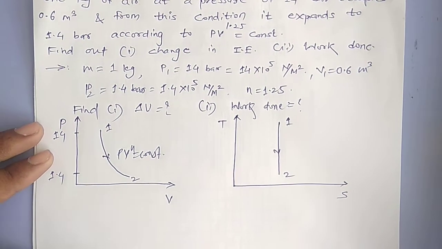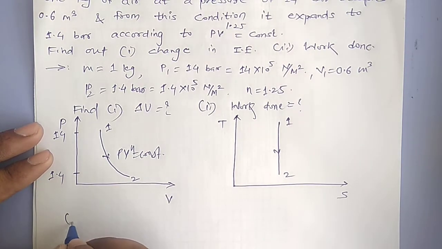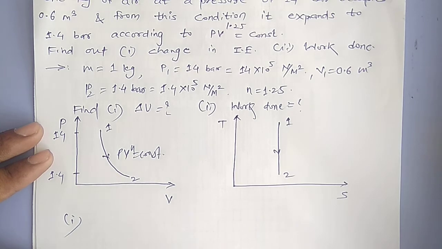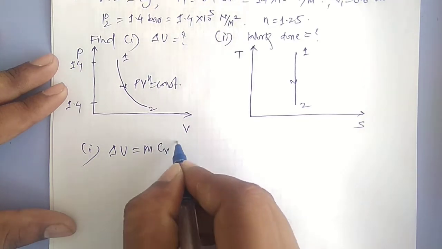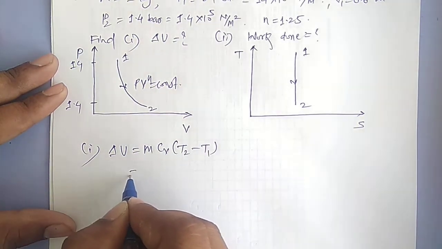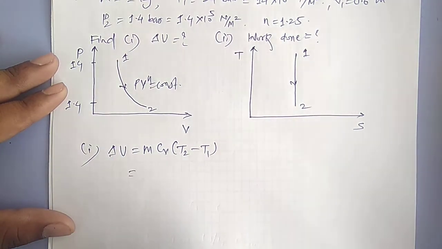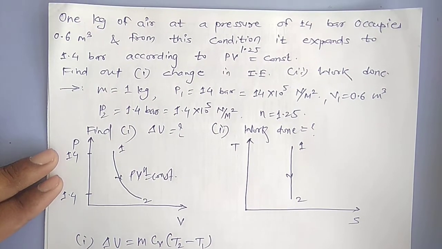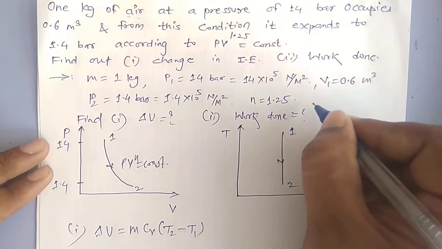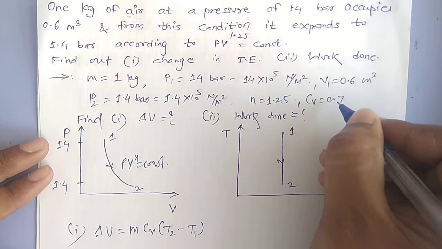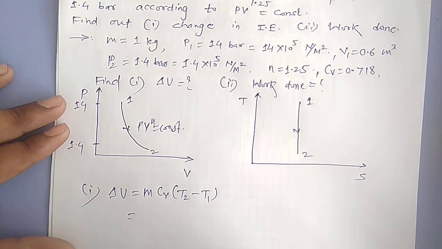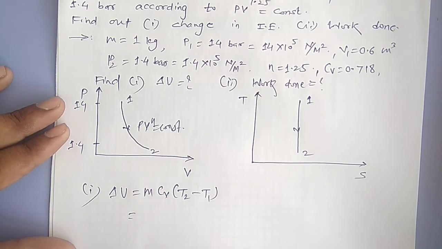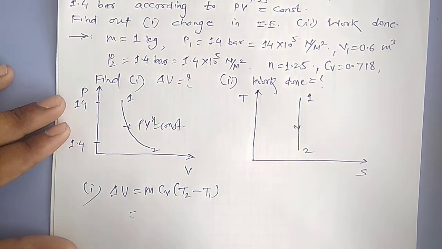So firstly we can calculate the change in internal energy. As we know, the formula for change in internal energy is delta U equal to m Cv (T2 minus T1). We know the value of m is 1 kg. Cv: the working fluid here is air, so we know the value of Cv for air, which is 0.718. Here the values of T2 and T1 we do not know, so firstly we calculate T2 and T1.